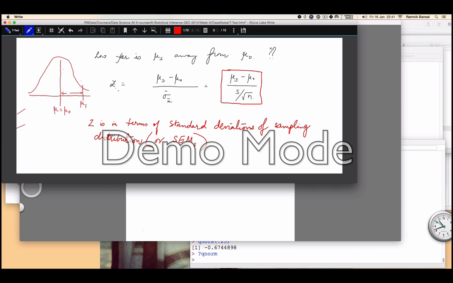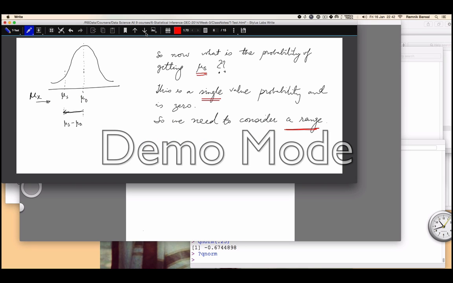This is not probability, right? But there is a probability of this value. Got it, no? So why am I taking it this way? So I can normalize it and standardize it and it becomes easier for me, right? So this is what I did. So Z is in terms of standard deviations of the sampling distribution. Clear?